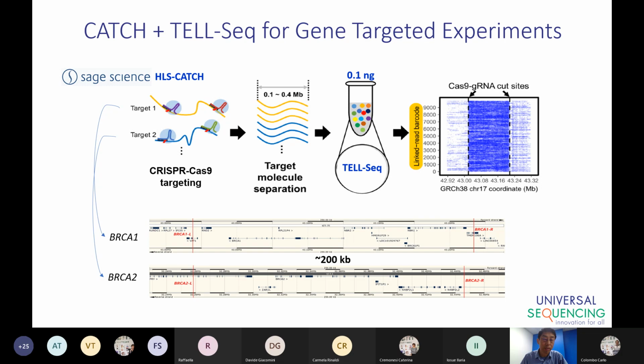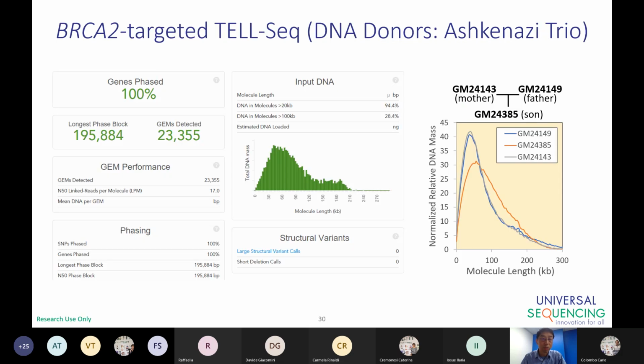It's a CRISPR-Cas9 based method. They start with cells and design guide RNAs to cut the target. This particular example is BRCA1 and BRCA2, each around a 200 kb target. They cut it from the genome and then use electrophoresis to isolate this long piece of DNA. The recovery is kind of low, anywhere from 5 nanograms to 20 nanograms. However, for us it is plenty, because for tail-seq we only need 0.1 nanogram to do the library prep. So with this, we can easily make the library and do the sequencing. We can phase the 200 kb almost completely.